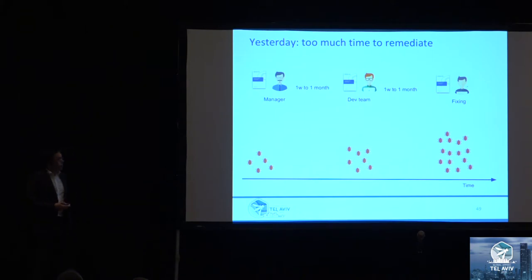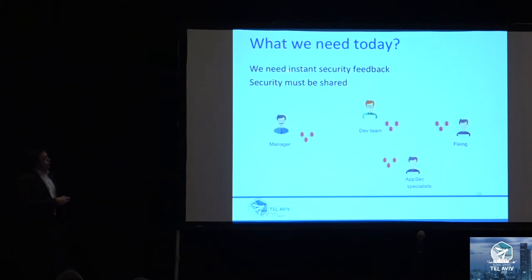So there is a problem because you are not fixing immediately. But what we need today is instant security feedback, instant. So security bugs should be treated as bugs, but with high priority. If I find a vulnerability, I have to put it in your Jira system and so on, give it a high priority and remediate immediately. And the security must be shared. So the bugs should be known not only by the manager, but by all the team involved in the SDL.